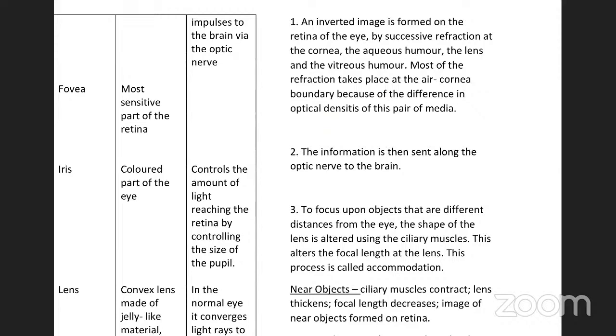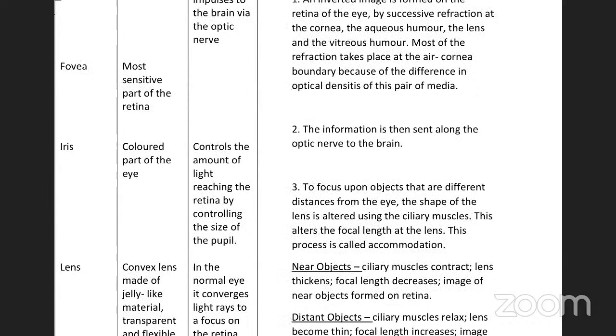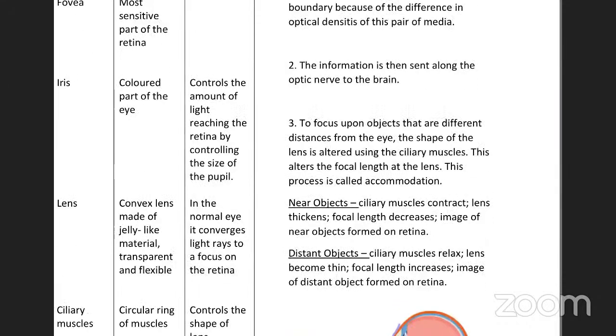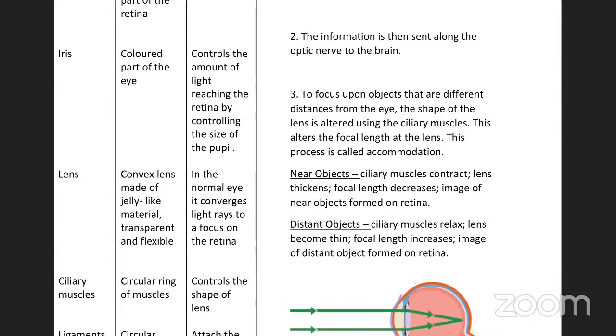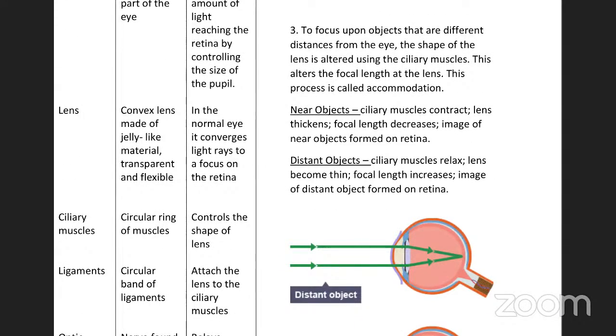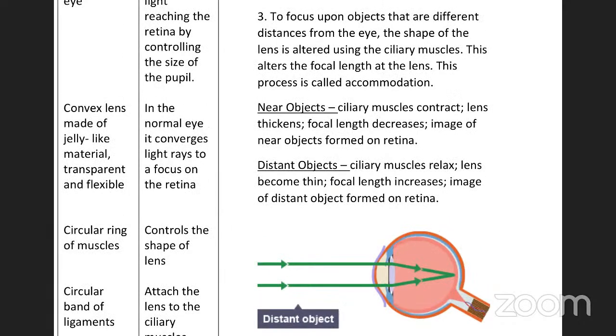The vitreous humor. Most of the refraction takes place at the air-cornea boundary because of the difference in optical densities of the pair of media. The information is then sent along the optic nerve to the brain. To focus upon objects that are different distances from the eye, the shape of the lens is altered using the ciliary muscles. This alters the focal length of the lens. The process is called accommodation, right? So you have to be able to write this whole thing here if they ask you what accommodation is.